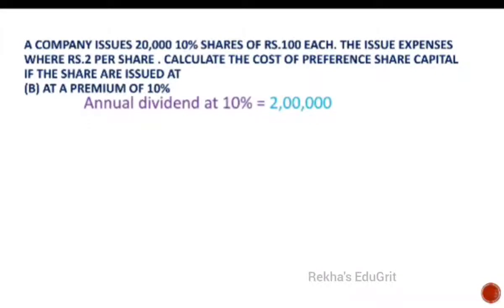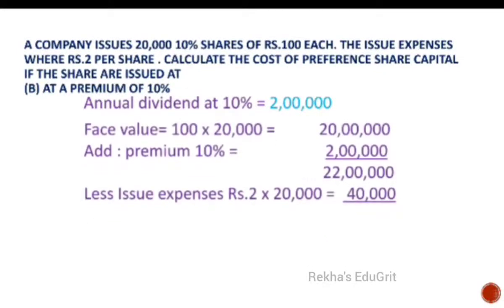Annual dividend is 2 lakh. Here I have already explained, net proceeds equal to face value plus premium minus issue expenses, isn't it? So face value is 20 lakh, we have to add premium 2 lakhs, we get 22 lakhs and from that we have to less the issue expenses 40,000. Then we will get rupees 21 lakh 60,000.